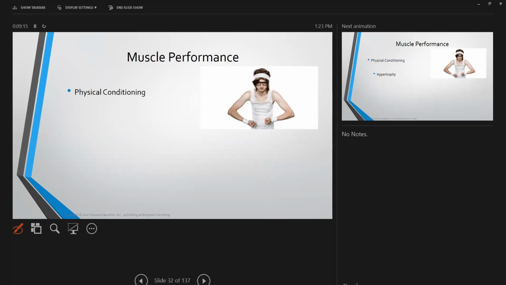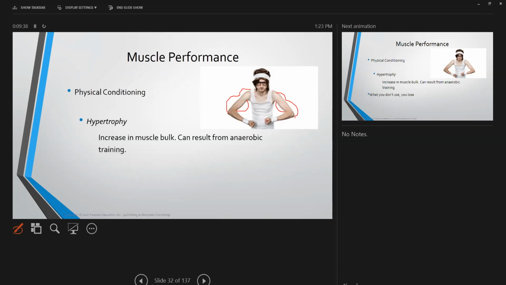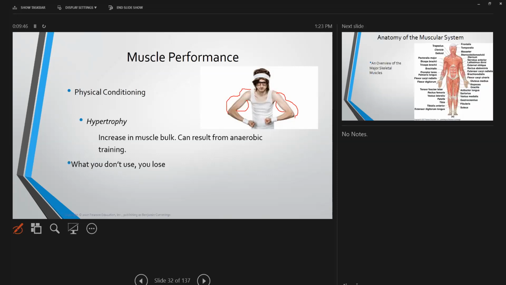Physical conditioning, right? So the more we work out, the bigger our muscles get, right? So that's called muscle hypertrophy. So if this guy works out every day and eats right, he's going to be super swole up, right? Because his muscles will grow to accommodate what he is doing to them and requiring them. Increase in muscle bulk can result from anaerobic training. What you don't use, you lose. And that is very true for muscle as well.